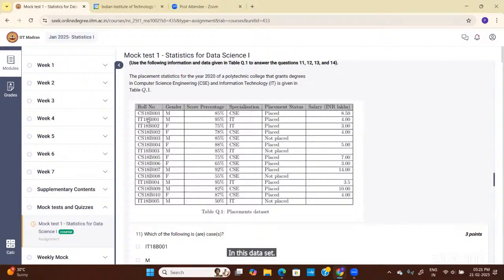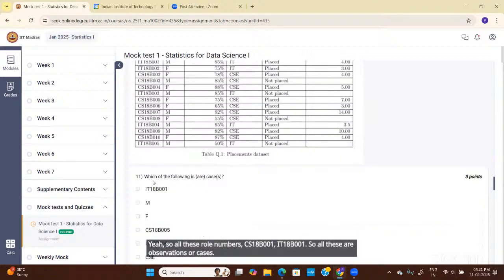Roll numbers. Each roll number is a case. These roll numbers, CS18B001, IT18B001, all these are the observations or cases. So we can see that.